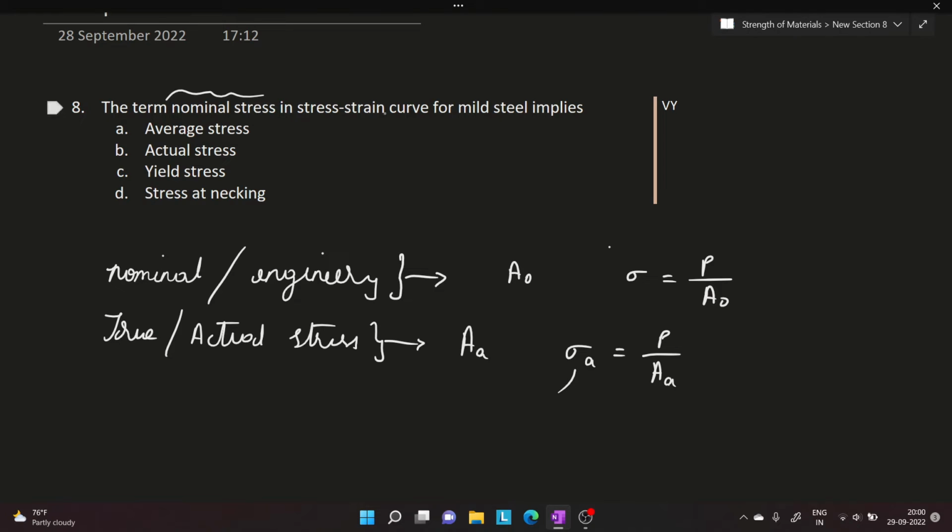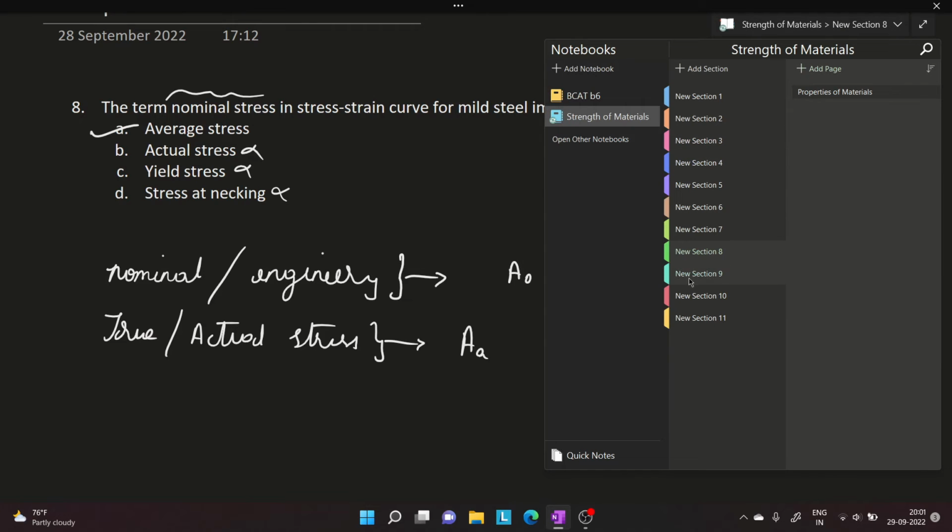Right, so coming back to the question, the term nominal stress in a stress strain curve for mild steel implies. Whenever we are talking about nominal stress or engineering stress, it is always the average stress, right? Obviously, this is not going to be the actual stress. This is not going to be the yield stress. Obviously, all these are false. Option A would be the right answer.